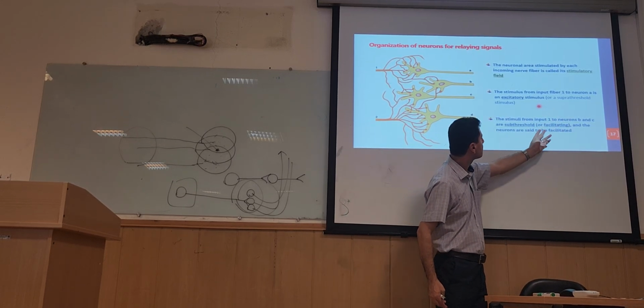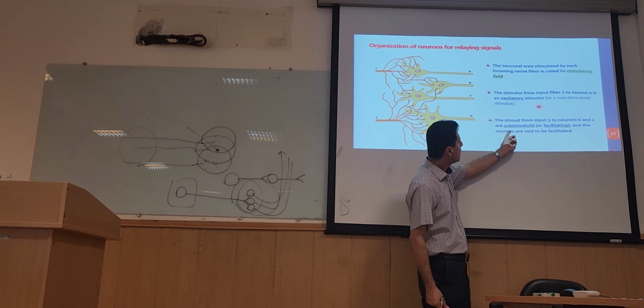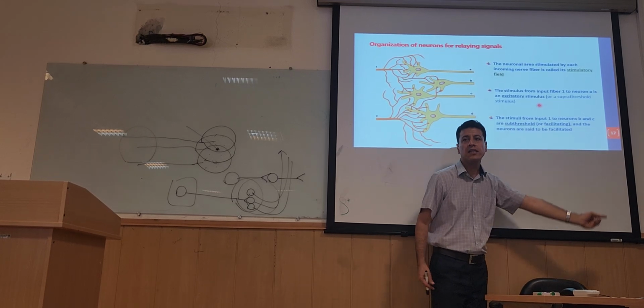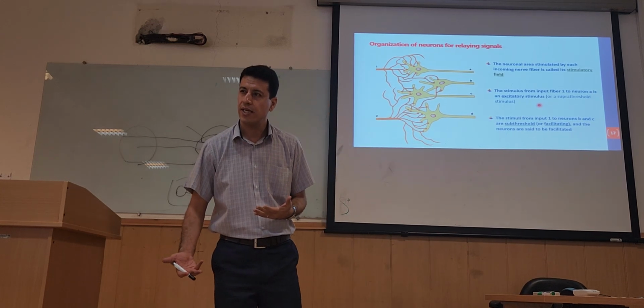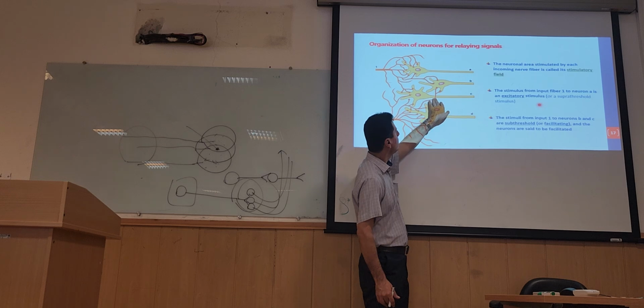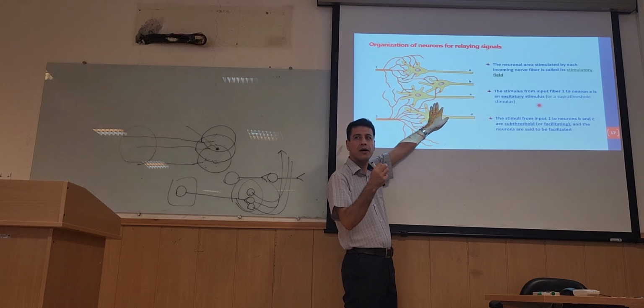Suprathreshold, subthreshold. Subthreshold stimulation is also called facilitating. What do I mean by facilitation here? Neurons B and C receive a few fibers. They will have a few EPSPs, they combine. Potential changes, but it doesn't reach threshold.